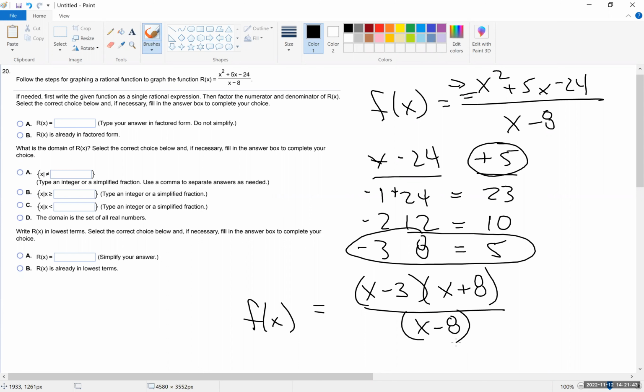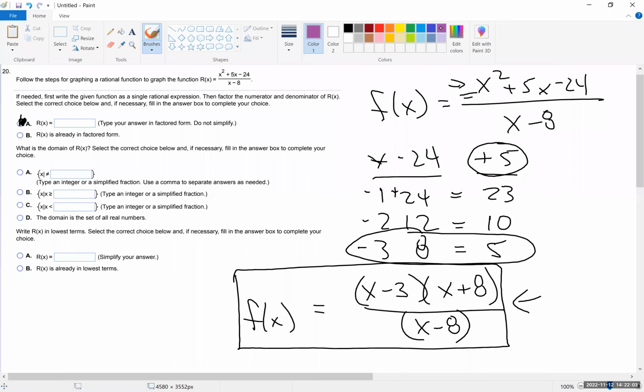Now, that is what we would put in part A, and we'd select A. So you have to select the multiple choice A, and then you'd put this in. Nothing cancels, okay? But the second question they ask, so we'll separate them into the questions that they ask. There's 1, there's 2. We're going to do the first 3. The second question they ask is, what is the domain of R of X? Of course I put f of X because it's almost always f of X.